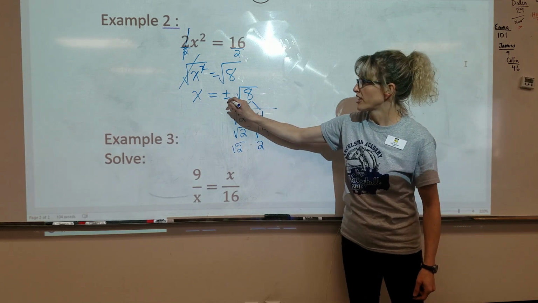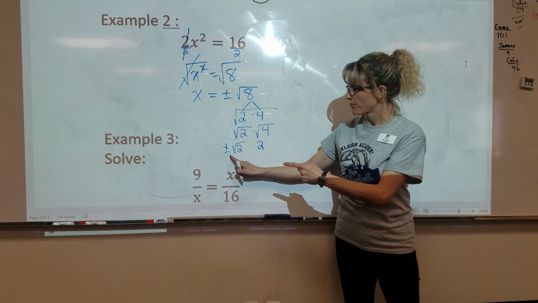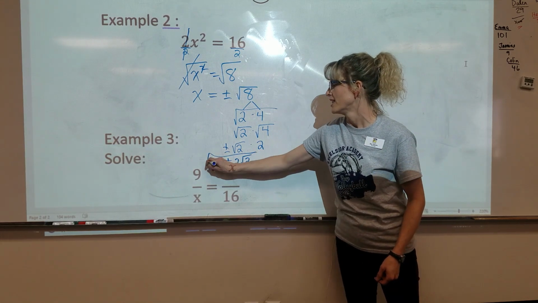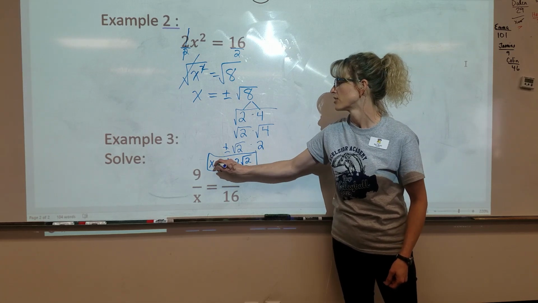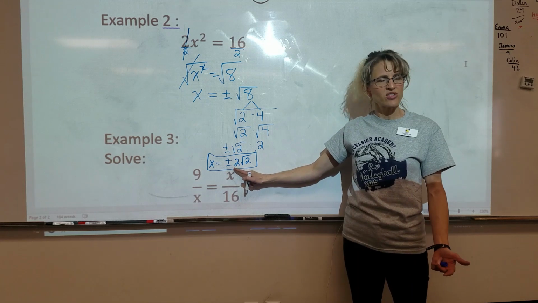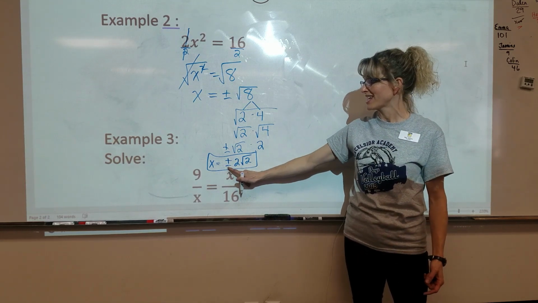Okay. Bring down my plus or minus. But I don't like writing it like that. I like the coefficient in front, so I'm going to say plus or minus 2 root 2. And that's my answer for x. I should say that's my answers. We've never seen an answer look like that before, but there are 2 of them, positive 2 root 2 and negative 2 root 2.